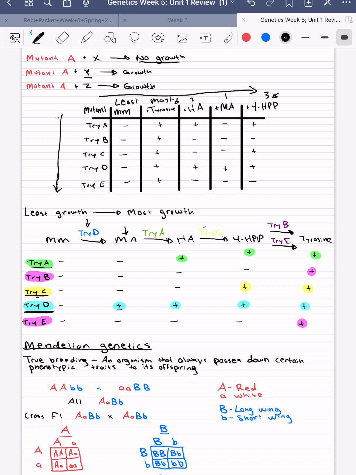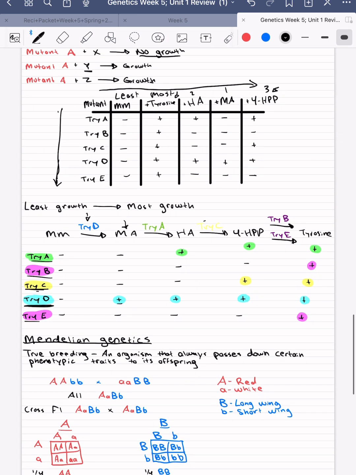And going from 4-HPP to tyrosine, we can see that at 2 different areas, TRYB and TRYE, there was growth, meaning that both of these enzymes are responsible for converting 4-HPP to tyrosine. So you have 2 different enzymes that can convert 4-HPP to tyrosine. And this had growth at everything, meaning that it is the final product.